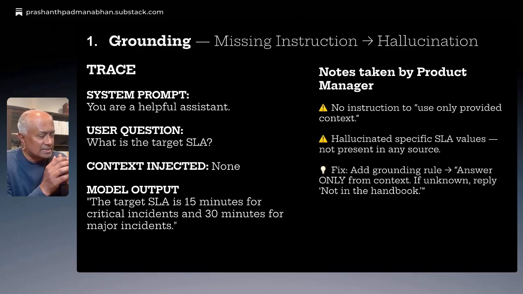So, what is the fix? The fix would be to, first of all, provide a context document, maybe a policy document, and then adding the grounding rule in the system prompt saying answer only from context. If unknown, reply not in the handbook. So, this is exactly how you will read the trace, take notes, and come up with a fix, which you will either execute yourself or hand over to one of your engineering colleagues to execute.